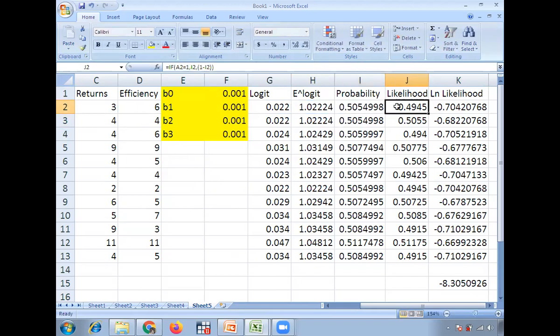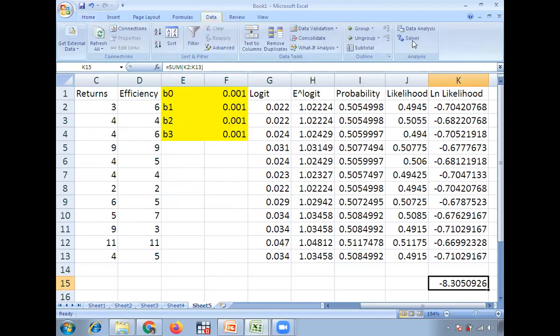For the likelihood, we used the IF function. If the farmer happens to adopt technology, then this value is sufficient. Otherwise, we have to go for 1 minus the value. Then taking the log of this likelihood value gives us the log likelihood. And then we have to find the summation, because the summation will be the target cell. We have to target some cell. Why? Because this value should be maximum. Right now we are getting minus 8.30, which is the value obtained by assigning some values to the beta coefficients. This is not right. We want the maximum value, so that is why we are going to use maximum likelihood estimates.